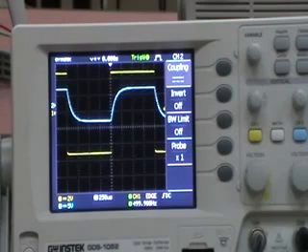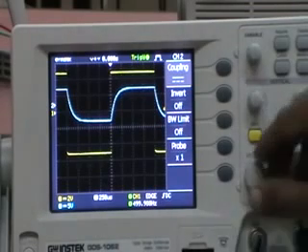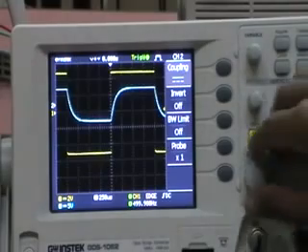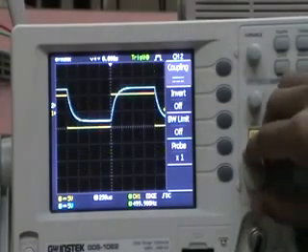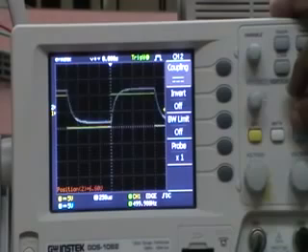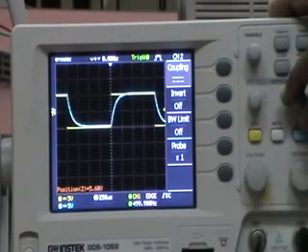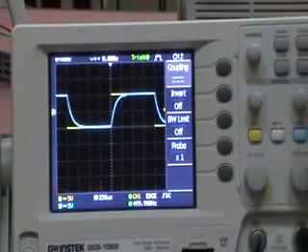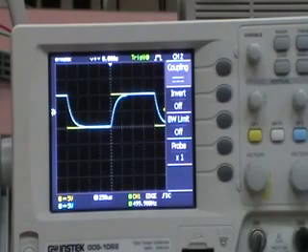Next, you can get the exact waveform by making some adjustments. Now you can observe that the rise time and fall time are very small. It is almost nearer to the input voltage. So now, by doing this, the RC integrator circuit part is completed.